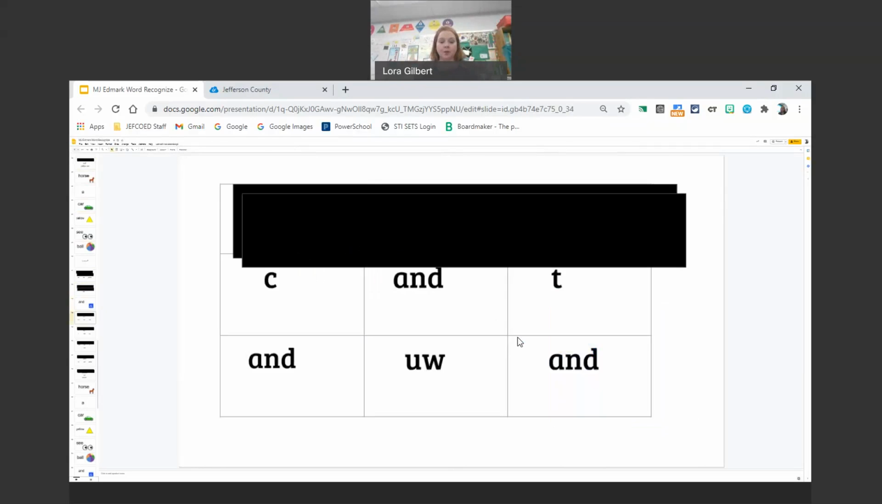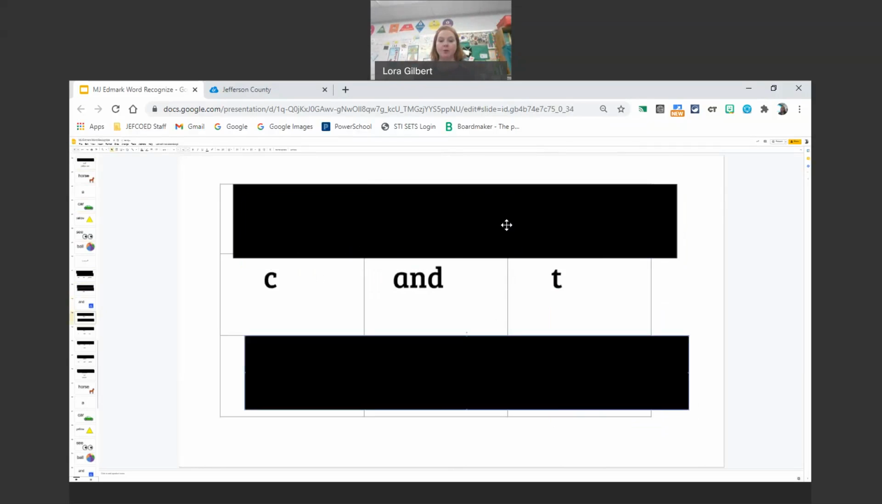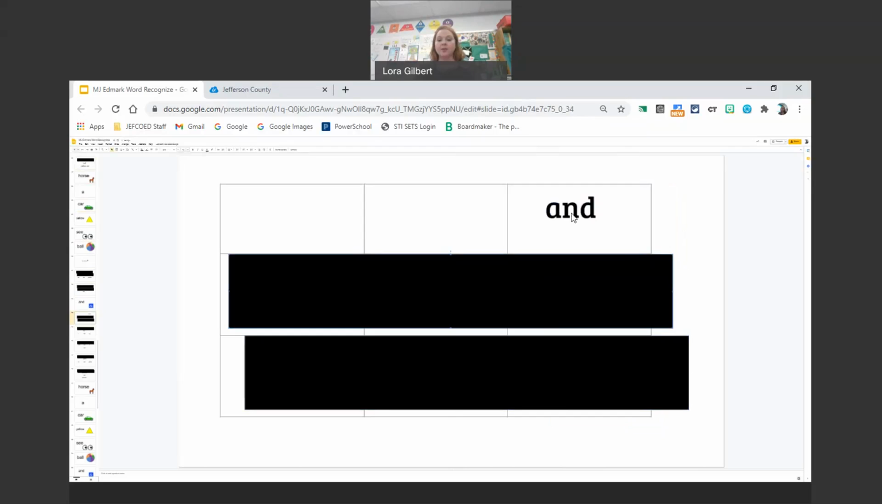Again, we're going to be doing the same thing with the black boxes, and this is going to be your newly introduced word. You'll say "and" and show them that's the word "and," because this is the first time we've introduced the word "and." You're saying it, you're repeating it, you're having them repeat it. Then you move the box up.